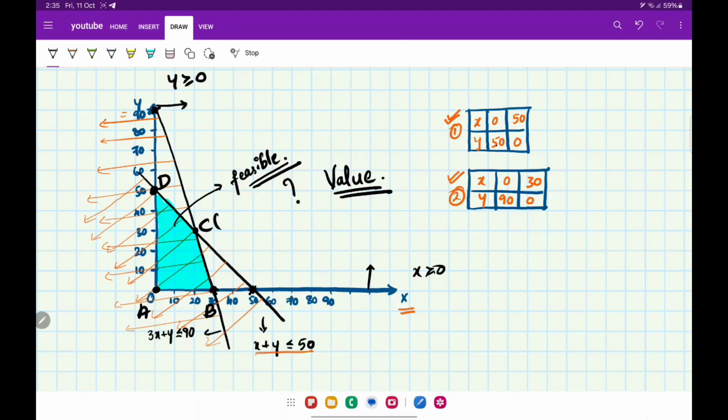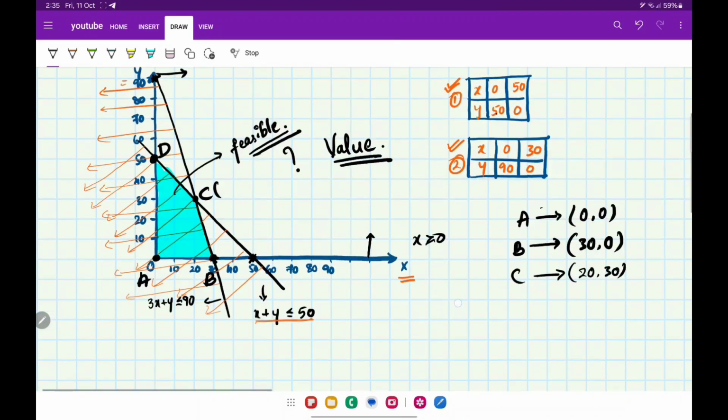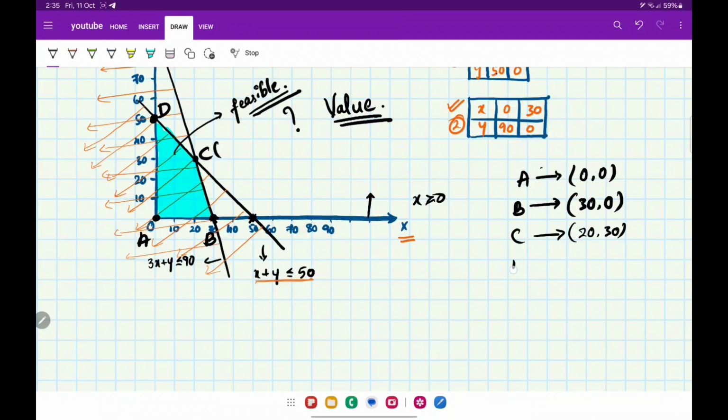The coordinates of each point: A is 0 comma 0, which is the origin. B coordinates are 30 comma 0, and C coordinates we can notice from the graph are 20 comma 30. Next we have the D coordinates, which is 0 comma 50. Now substitute all these points in the objective function to get the maximum value for it.